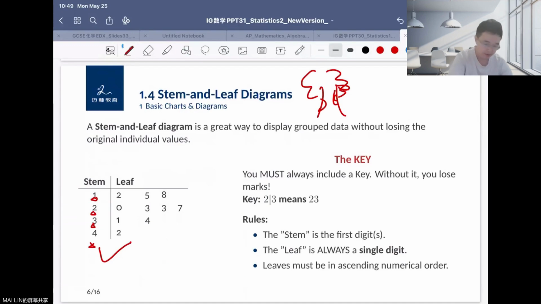So maybe here, first stem is 1, leaf is 2, means 12. That is 1 and 2, right? It's 12. And here stem is 1 and leaf is 5 means 15. And stem is 1, leaf is 8 means 18. So here, we always use the stem and leaf to represent two-digit numbers.